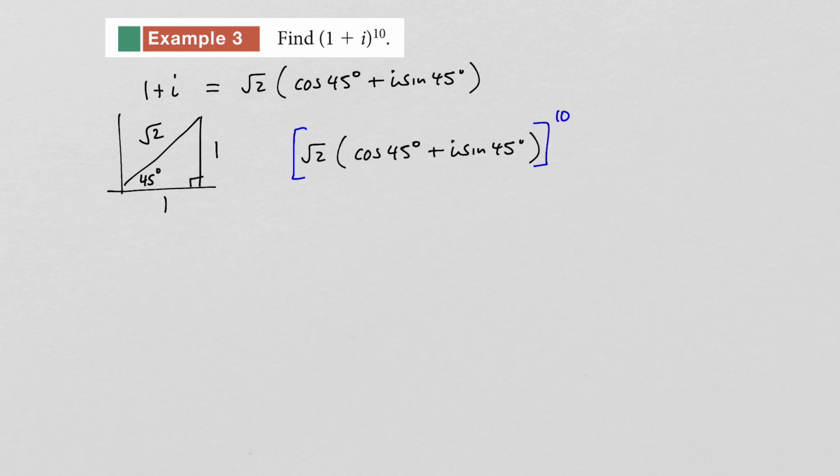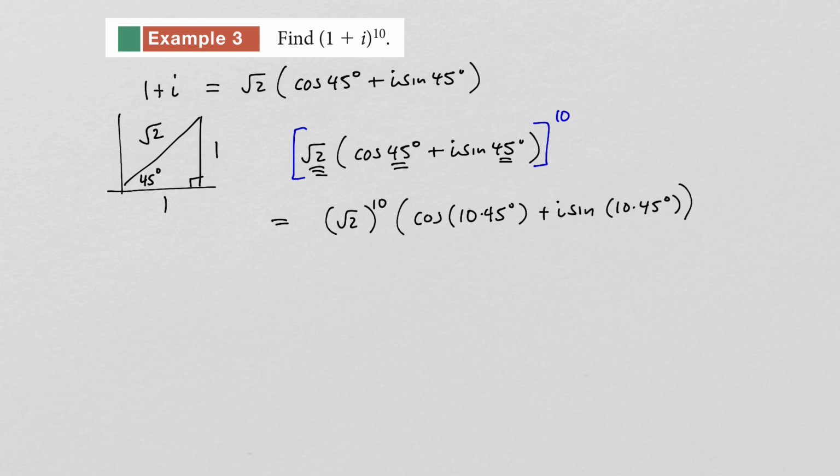De Moivre's theorem says to take this number and raise it to the 10th power, all we have to do is take the modulus here, radical 2, raise it to the 10th power, and then take the argument here, which is 45 degrees, and multiply it by 10. So this is going to be the cosine of 10 times 45 degrees plus i sine of 10 times 45 degrees. And now we just need to do the math here.